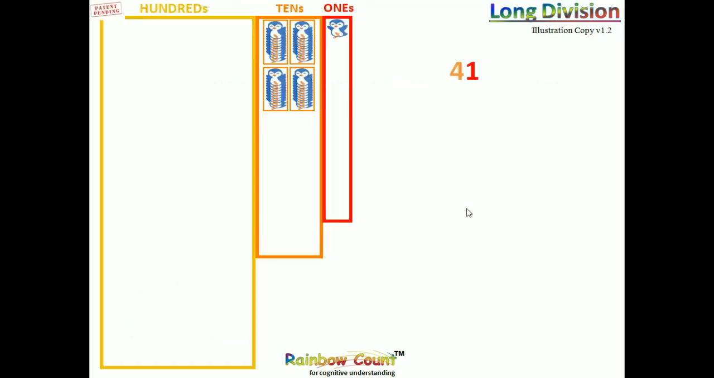Looking at the screen on the left, in the tens place we have 4 groups of 10. And in the ones place we have one individual penguin. So that makes the number 41. So we have 41 penguins, and the question is asking us to distribute equally into 3 groups. In this case, 3 igloos.